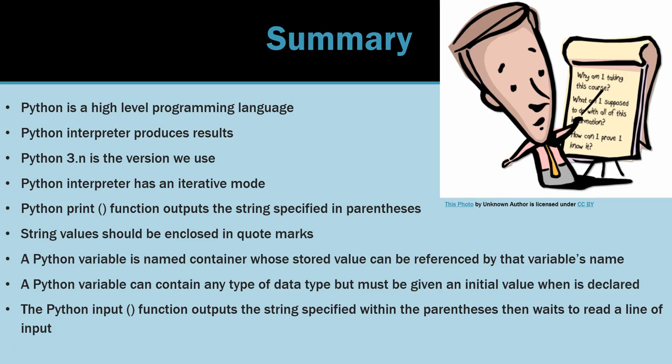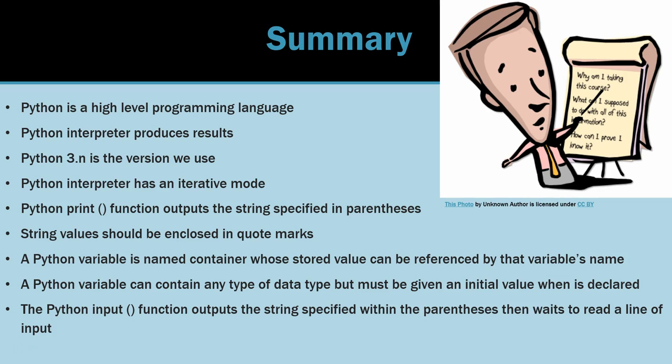A Python variable is a named container whose stored value can be referenced by the variable's name. That means initializing a variable. Once you give a variable an initial value, that value is stored in the Python engine, and it will stay there until you change the value again. A Python variable can contain any type of data. Remember, we saw that strings, floats, or any type of integer value can be given as an initial value when it's declared.